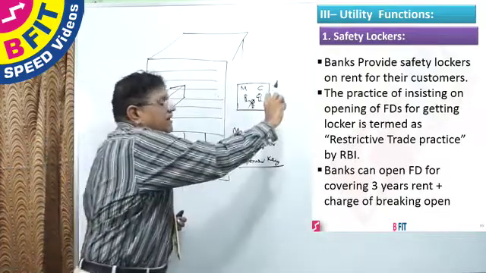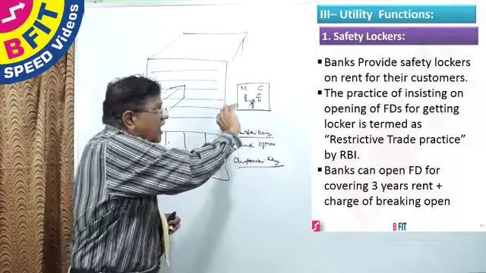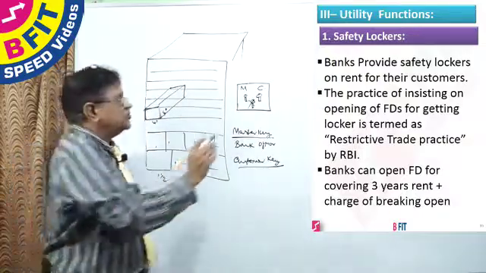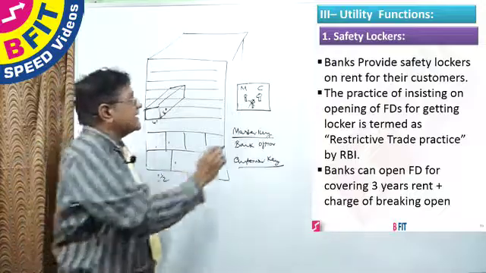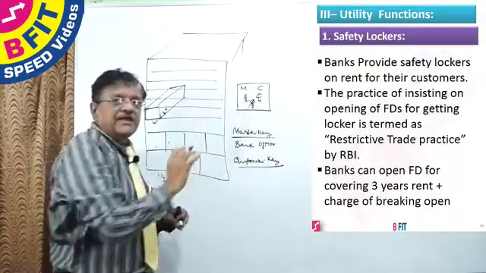So you open the lock and then keep whatever you want to keep, and then you lock. Once you lock it, a master key is not required for locking. Once you lock it, no customer can open it individually. The master key cannot open any lock individually.